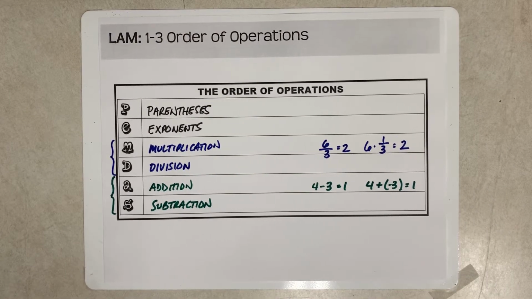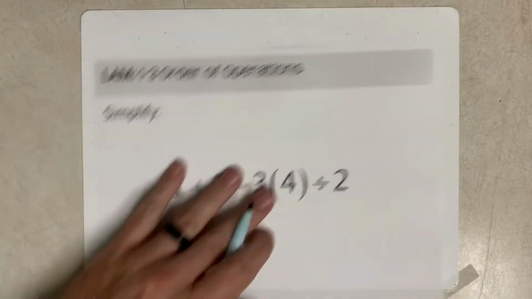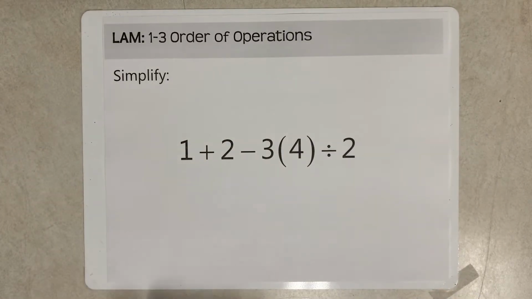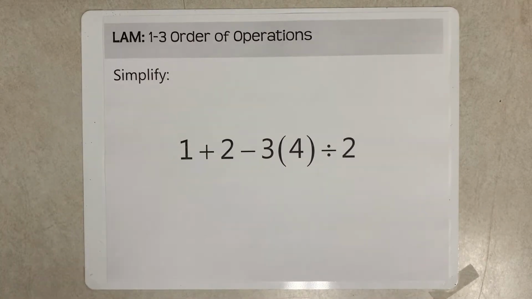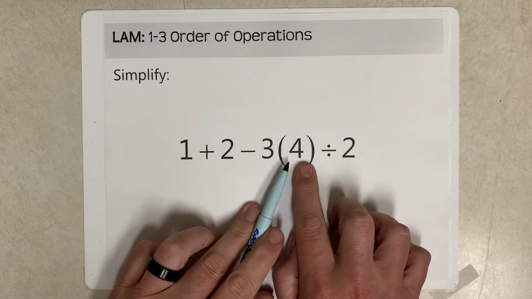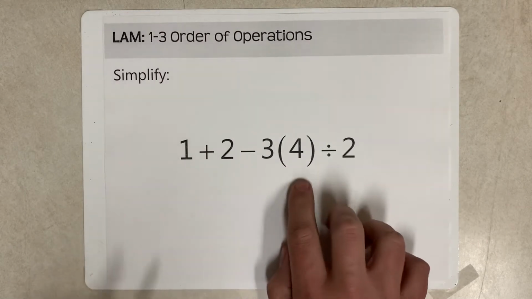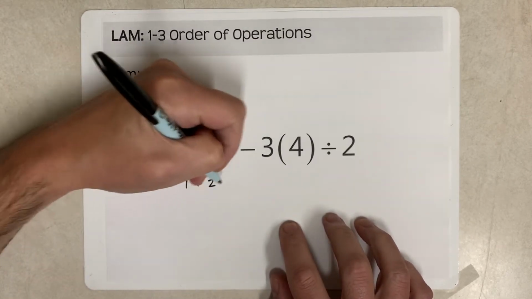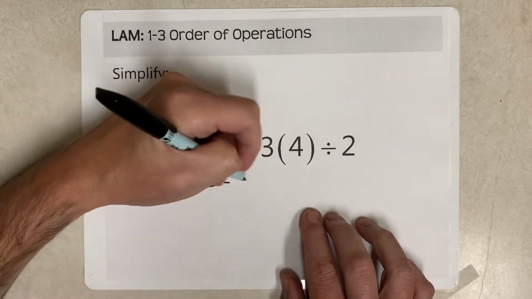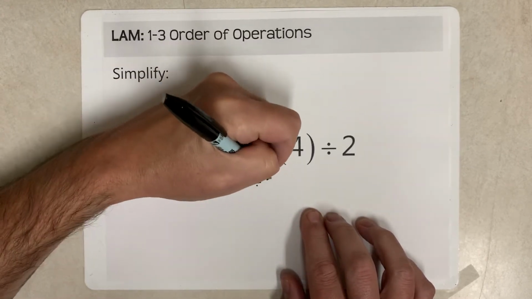All right, so now that we know the order of operations, we can go ahead and start simplifying some expressions. So here's our first one. Our first one is 1 plus 2 minus 3 times 4 divided by 2. We don't want to put any of these in our calculator like that and just let the calculator do it. We want to go ahead and use the order of operations. So we do have parentheses, and it is the 4 is being multiplied by the 3, so we probably want to do that first. So we got 1 plus 2 minus 4 times 3 is 12 divided by 2.